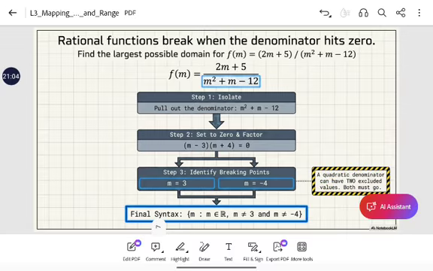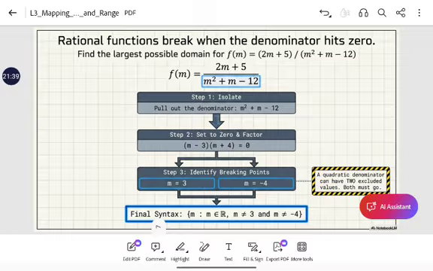Okay. All right. So we come to rational functions. We are talking about the fact that when the denominator of a rational function is equal to 0, when you solve and the answer you get is 0, it makes the function undefined. So you want to see what breaks it. All right, good.